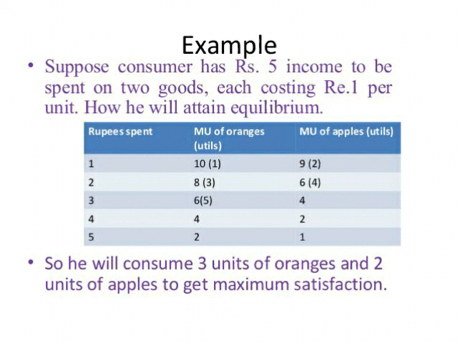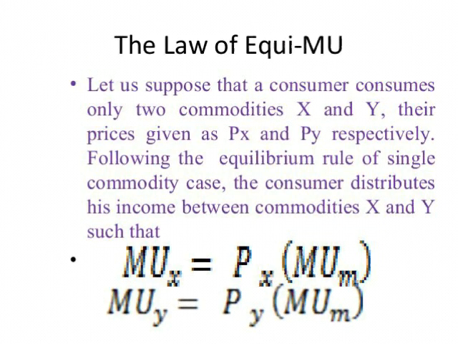You can see the marginal utility per rupee spent on orange and on apple. Definitely he will go to quantity number 3, where he will be getting the maximum benefit. And this particular thing is called the law of equimarginal utility, which says that marginal utility of X should be equal to price X, and marginal utility of Y should be equal to price Y. That we got to know when we discussed the single commodity.